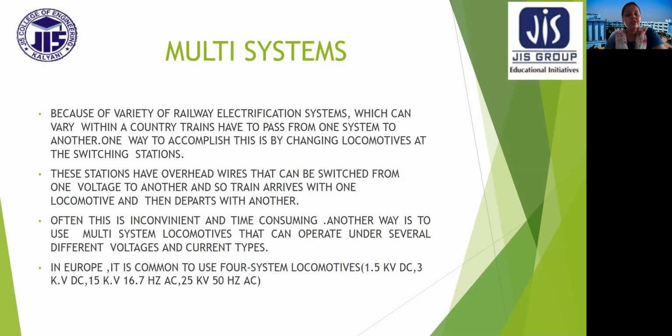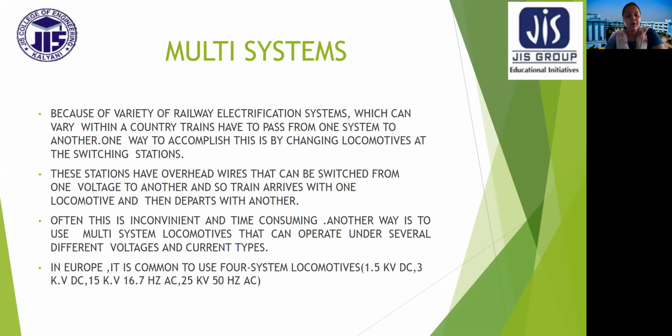Multi-system. Because the railway electrification system can vary within a country, trains have to pass from one system to another. One way to accomplish this is by changing locomotives at the switching stations. These stations have overhead wires that can be switched from one voltage to another, and so a train arrives with one locomotive and then departs with another. Often this is inconvenient and time consuming. Another way is to use multi-system locomotives that can operate under several different voltages and currents.